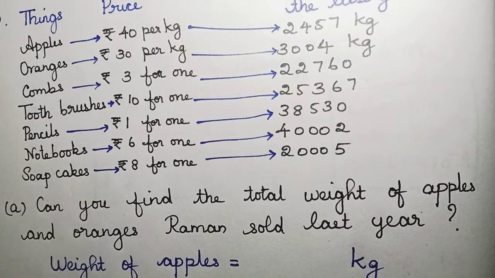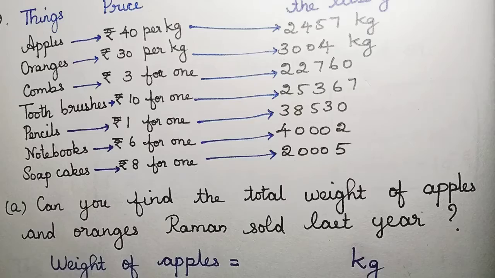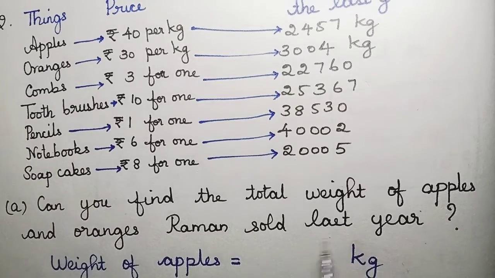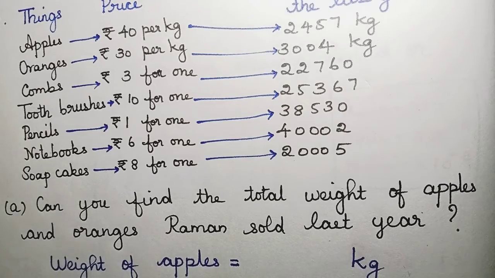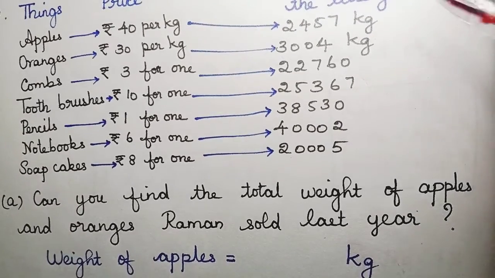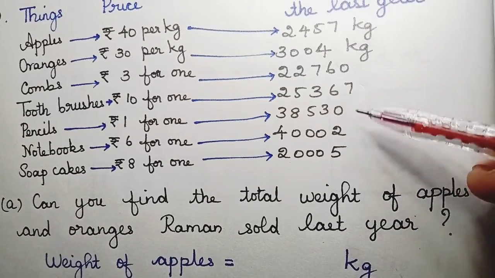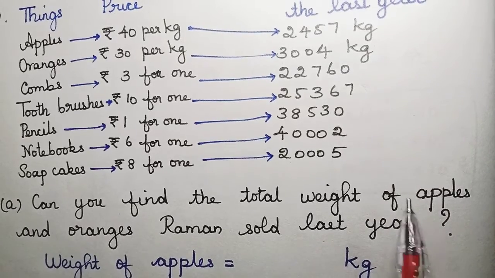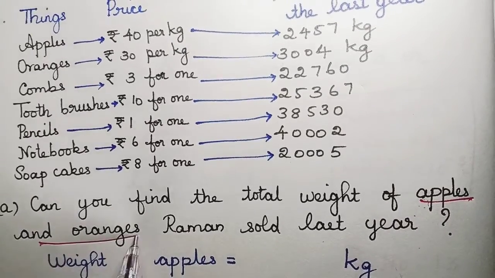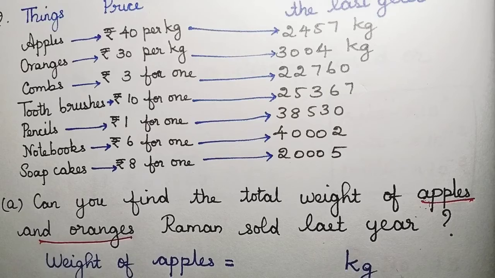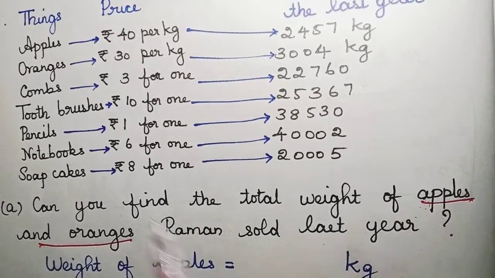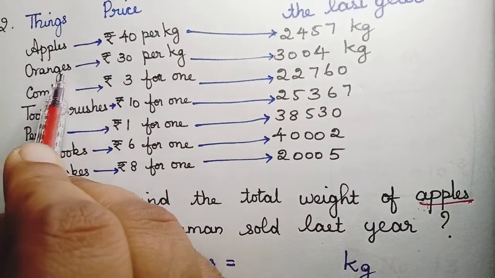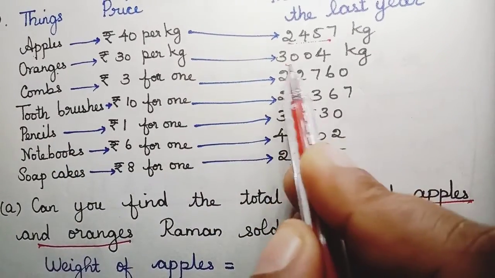Can you find the total weight of apples and oranges the ramen shop sold last year? You are asked for the weight. This is the weight given, and the items here are apples and oranges. So you have to add the two weights of apples and oranges. Here this is apples and oranges, so you have to add the first two terms.